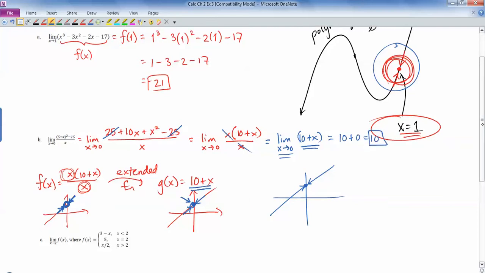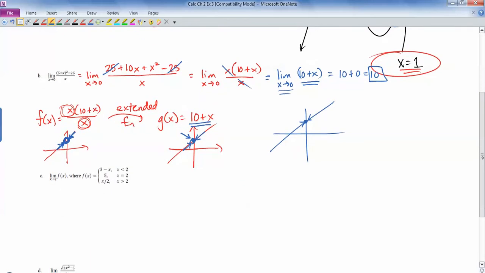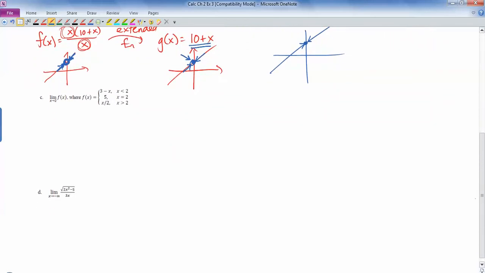Right? So let's look at the next one. This next one's a piecewise function, and I'm looking at the limit as x goes to 2. Well, the only place where this graph really gets totally messed up is around 2. So let's look at what this does here.